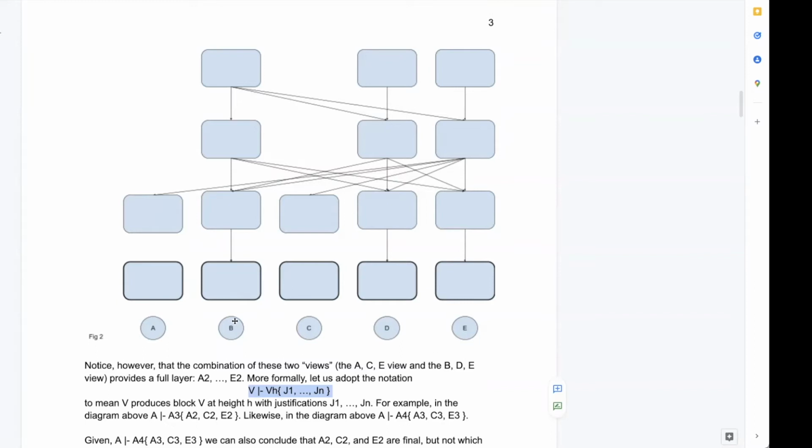So I'll stop here before we move on and just make sure that everyone understands the diagrams. Any questions about the diagrams?